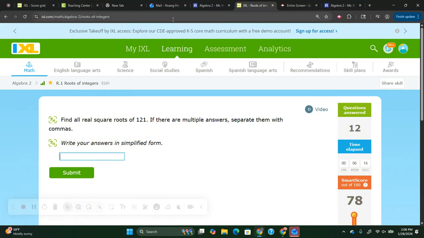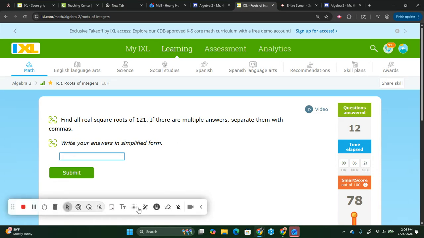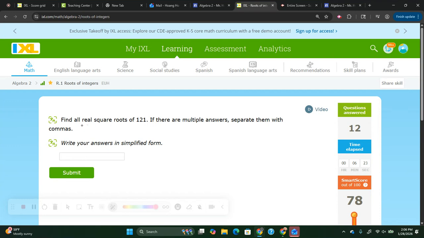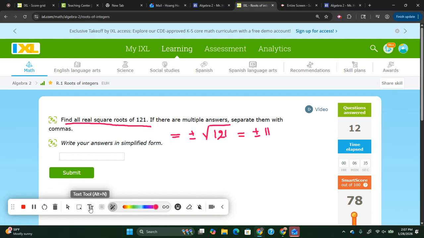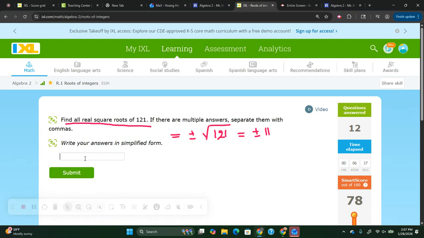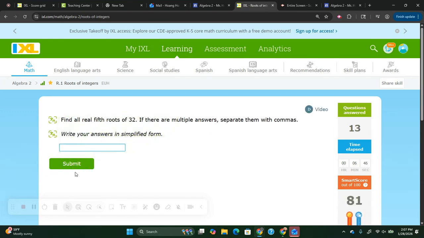All right. The next one, find all real square roots of 121. So we can do it again. If they ask you to find the real square roots of 121, the answer is plus minus the square root of 121, which is plus minus 11. So put your answer as 11 comma negative 11. So 2 answers, put it in.